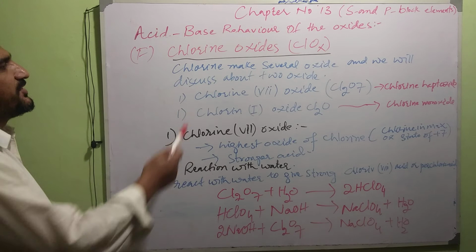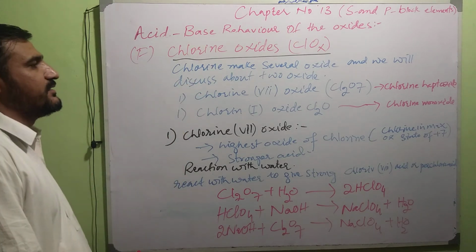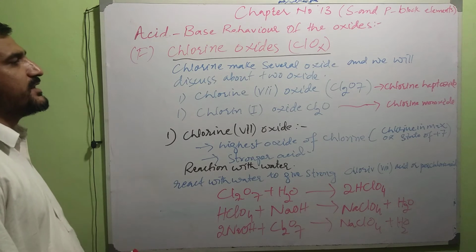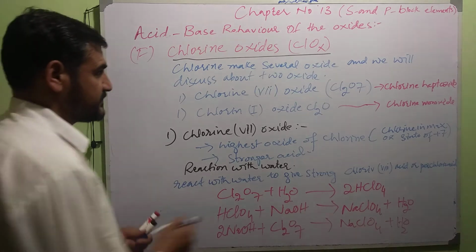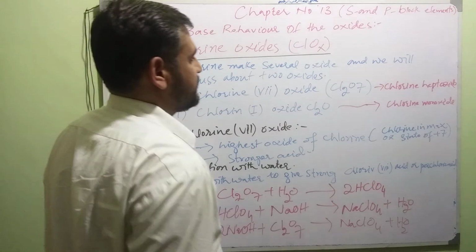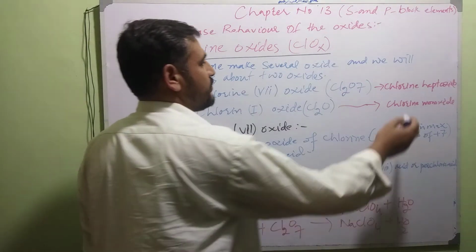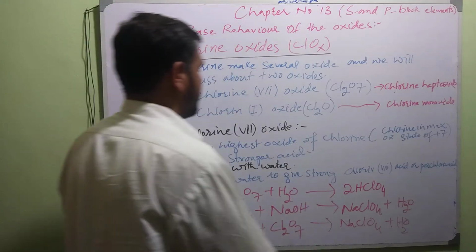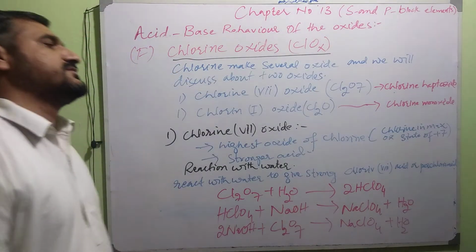Acidic and basic behavior of chlorine oxides. Chlorine makes several oxides, but we will discuss here only two oxides: chlorine 7 oxide and chlorine 1 oxide. Chlorine 7 oxide is also called chlorine heptoxide, and chlorine 1 oxide is called chlorine monoxide.